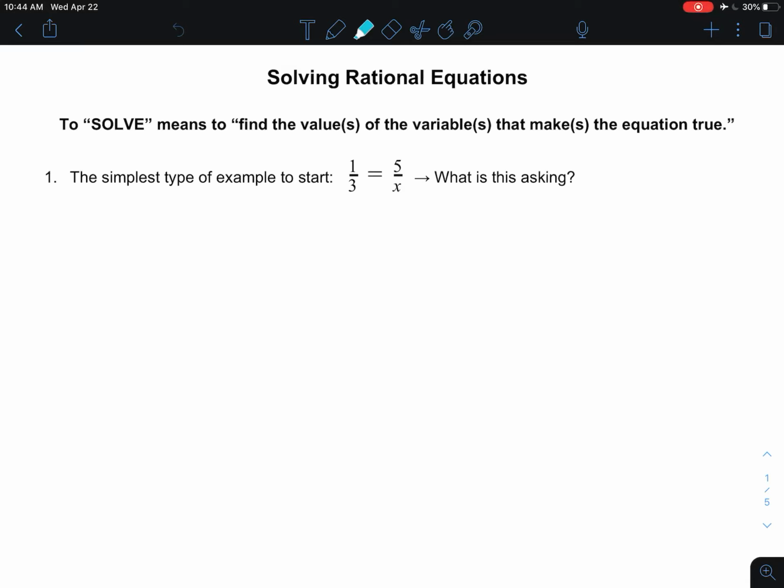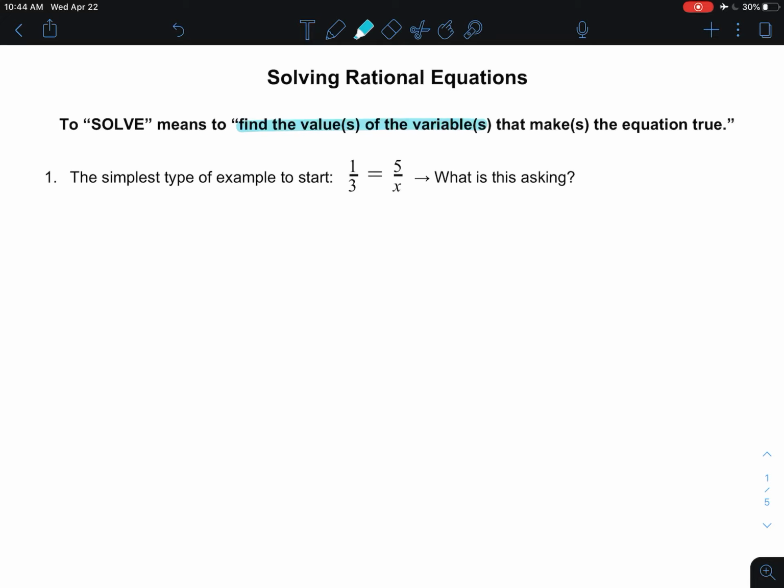This lesson is about solving rational equations. Before we can do that, we have to talk about what it actually means to solve. To solve means to find the value of the variable that makes the equation true. There may be more than one value that you have to find, but that just means: what value of x are we looking for to make that statement true?